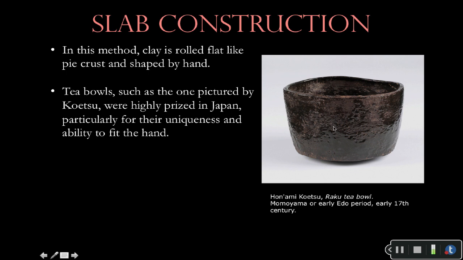And these tea bowls were highly prized in Japan because of their uniqueness. They were very small, so they had the ability to fit in one's hand. And you can see here the use of slab construction very easily. This piece that would go completely around like this would actually just be one slab affixed to a bottom slab.